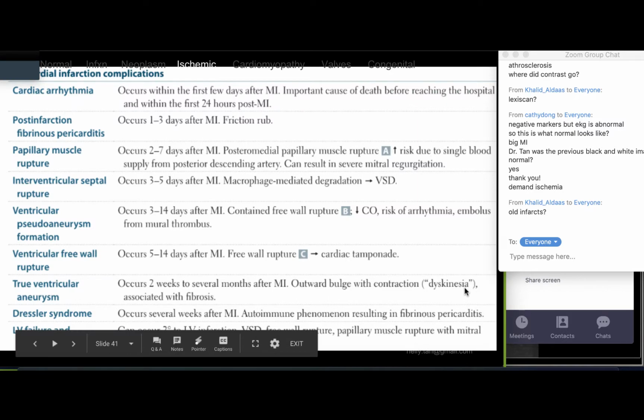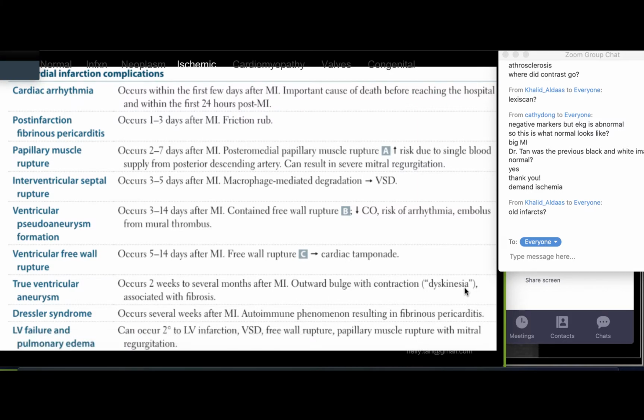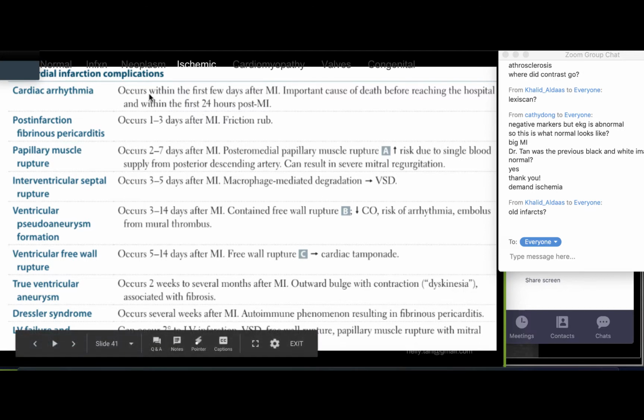Okay, so people who do go on to get an acute MI have several problems, and it has to do with complications that result. We talked a lot about the mitral valve regurgitation, but actually the most common cause of death within the first day is arrhythmia.